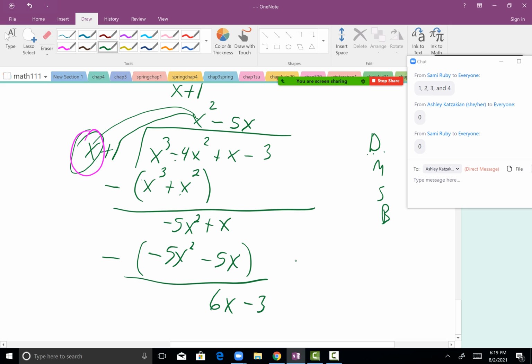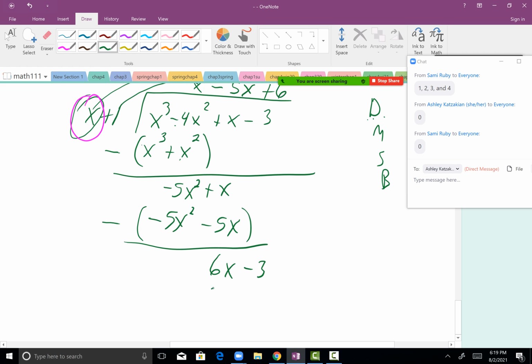So then I ask myself, okay, what do I multiply x by to get 6x? Let's see if we can get an answer out of that one. What would we multiply x by to get a 6x? I don't hear anything. I'm hoping that you said 6. So that's going to be 6x plus 6.